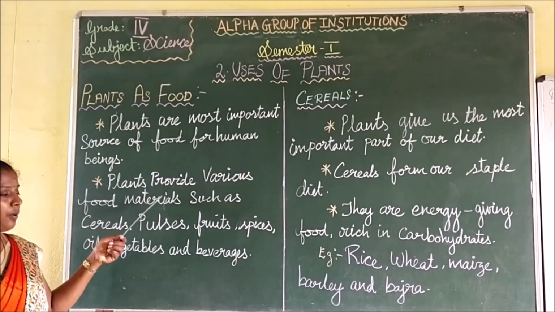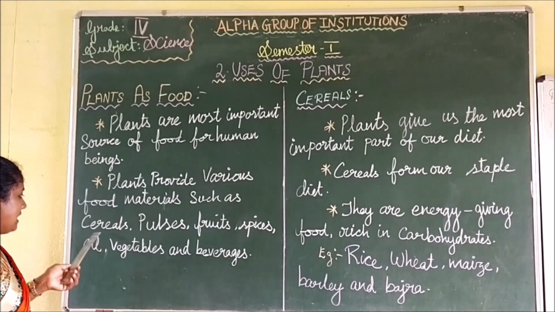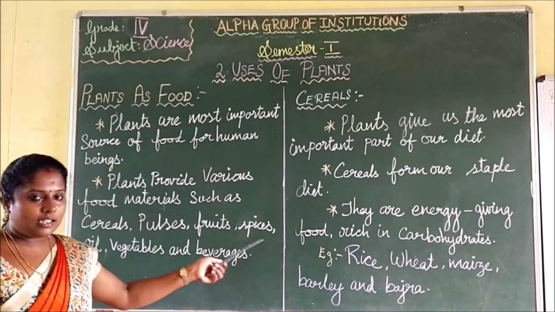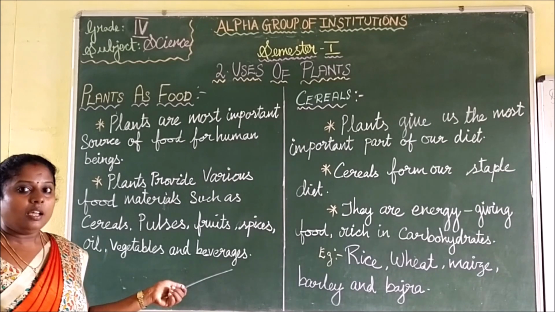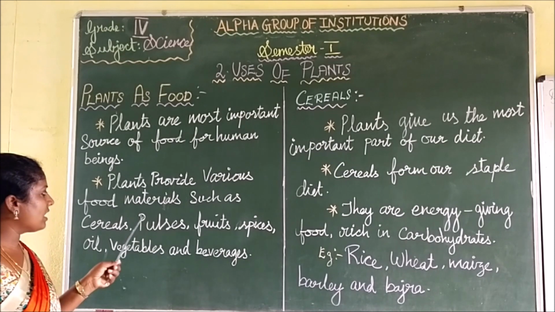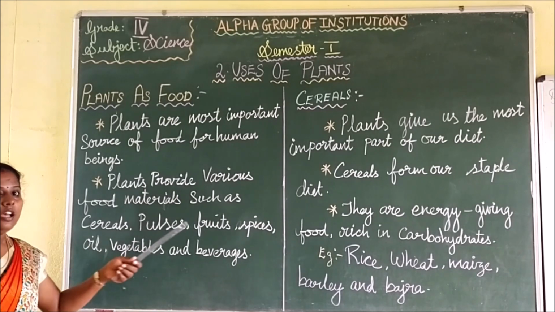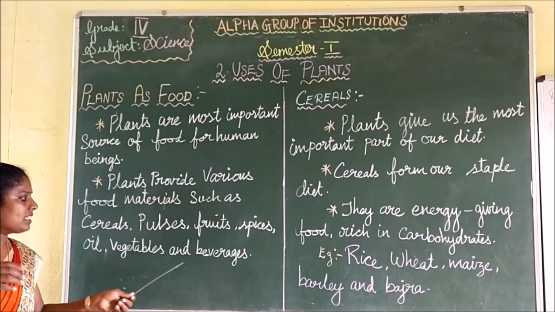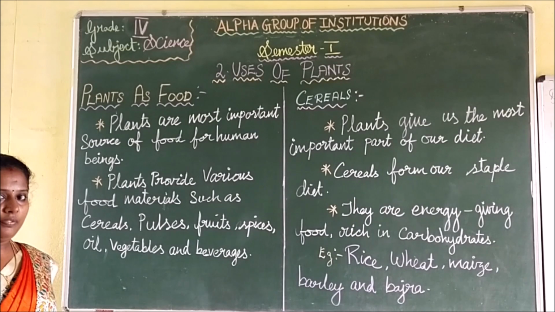So, what do the plants provide? Various food materials such as cereals, pulses, fruits, spices, oil, vegetables and beverages. Now we are going to discuss each of these food materials. About this we are going to see briefly.